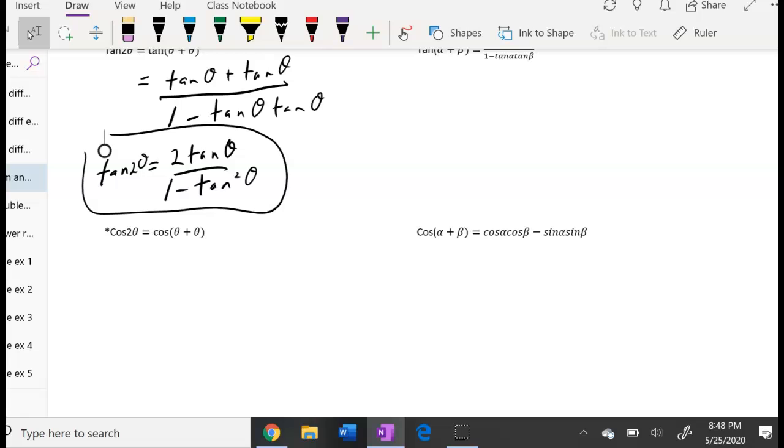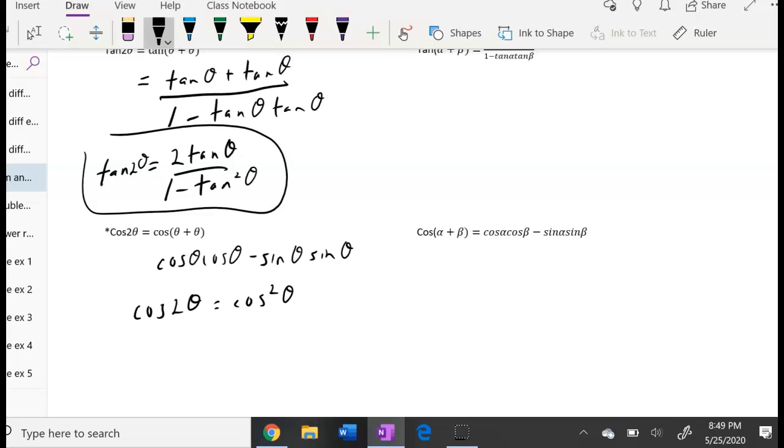So with the cosine of 2 theta, we're going to get a couple of options here. We're going to start out just applying the formula, and since alpha and beta are both the same thing, we're going to get the cosine of theta times the cosine of theta minus the sine of theta times the sine of theta, and that's one of them. If you just call this cosine squared, we would get the cosine of 2 theta is equal to the cosine squared of theta minus the sine squared of theta. So that's 1 of 3. This is one of the cosine of 2 theta identities.